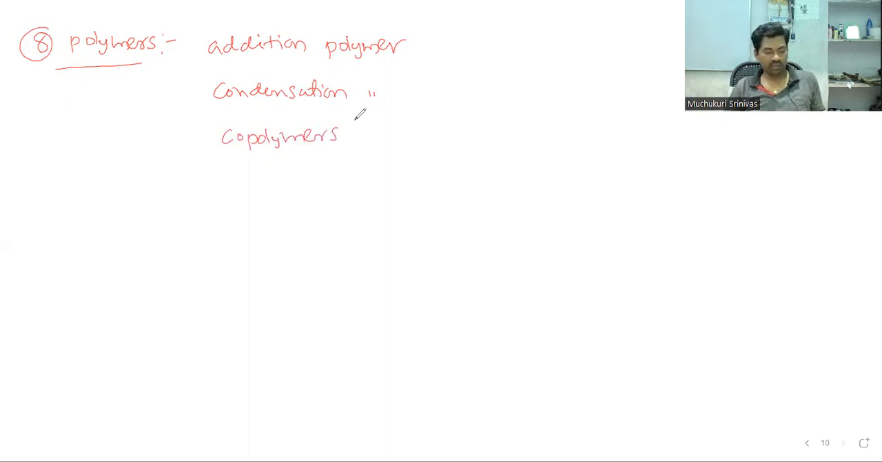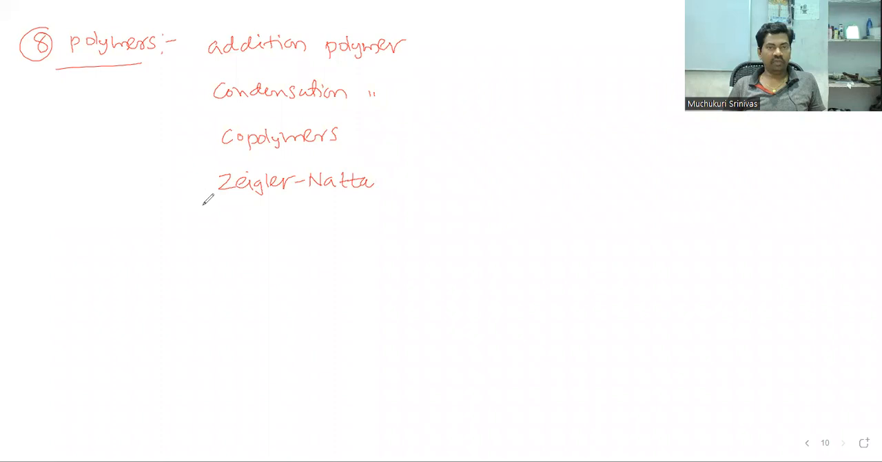Then next, polymers chapter. What is addition polymer? Then condensation polymer you read. The next one, what are copolymers? Then next one, Ziegler-Natta catalyst.